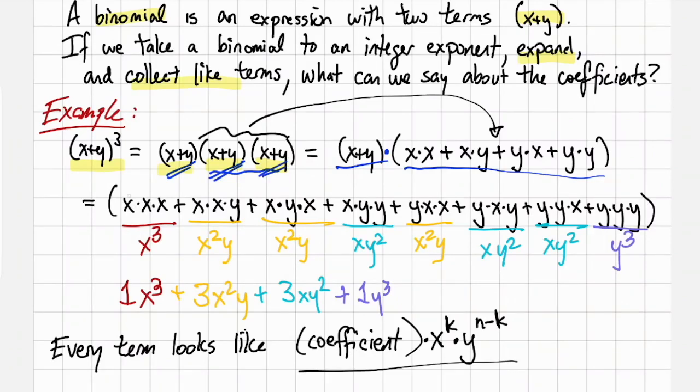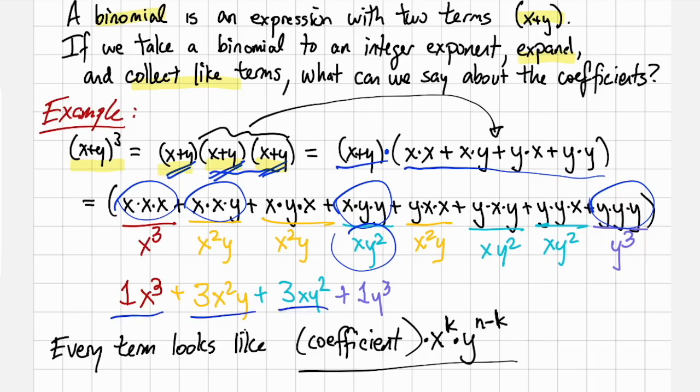When we multiply out these terms, we see some things that look like x cubed, some things that look like x squared y, some things that look like x y squared, and some things that look like y cubed. When we combine, we see that there is one term that looks like x cubed, 3 terms that look like x squared y, 3 terms that look like x y squared, and 1 term that looks like y cubed. Each of these terms looks like some number times x to the k times y to the n minus k.